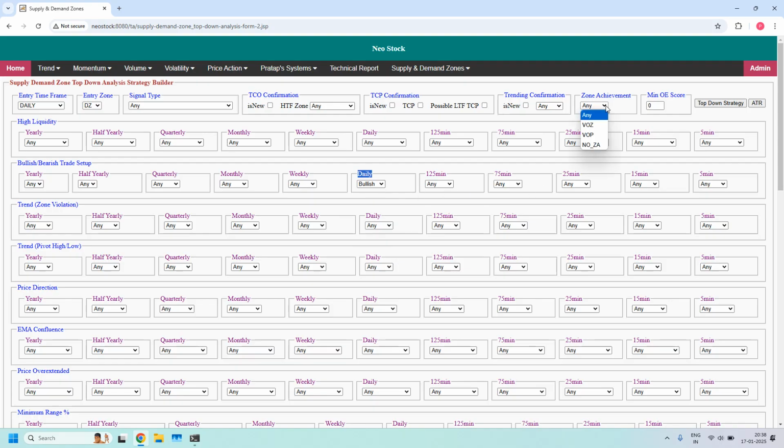And zone achievement should be violated opposing zone. Minimum odd enhancer score should be 12. I am not filtering the pierced zones for daily time frame because you already learned pierced zone strategy in lesson 28. Up to daily time frame, the strategy works well. And these two filters are applied to daily demand zones. Let us filter the stocks.